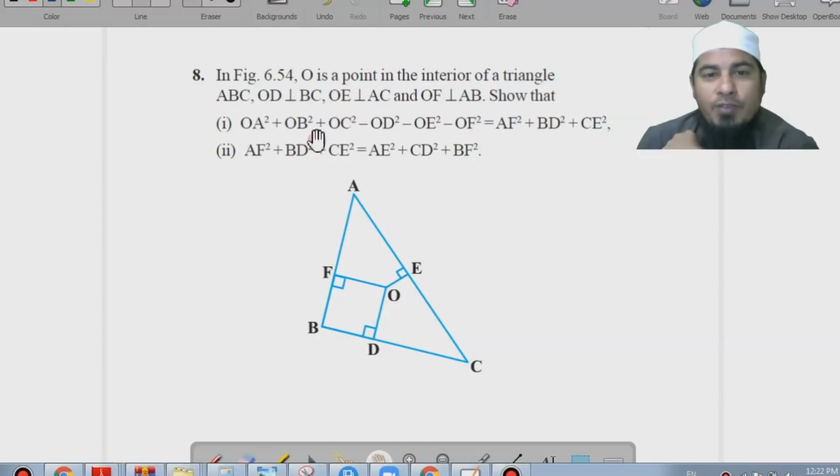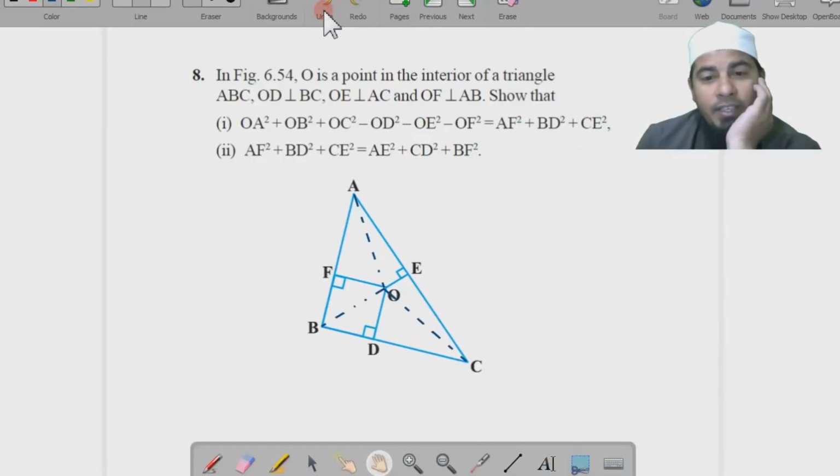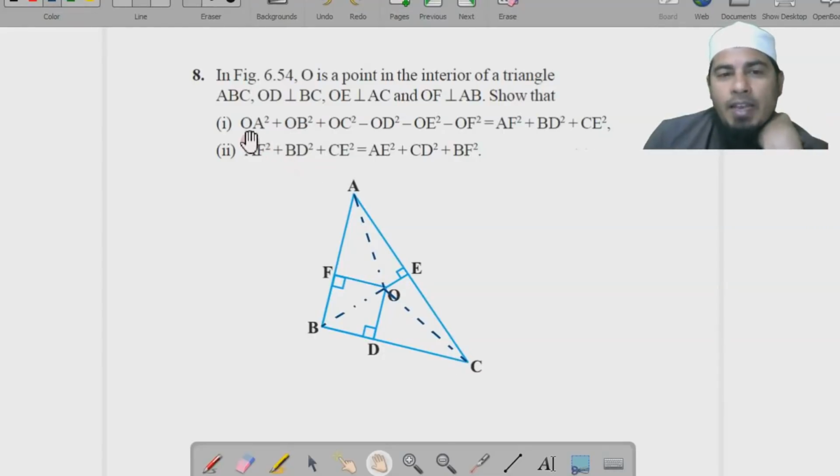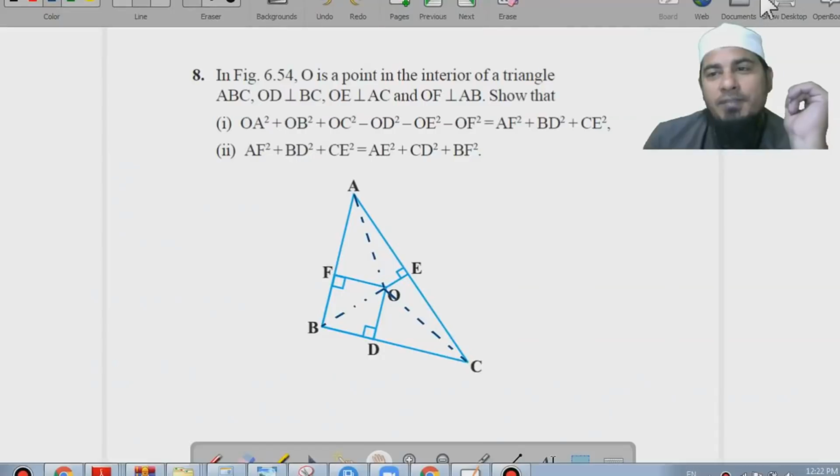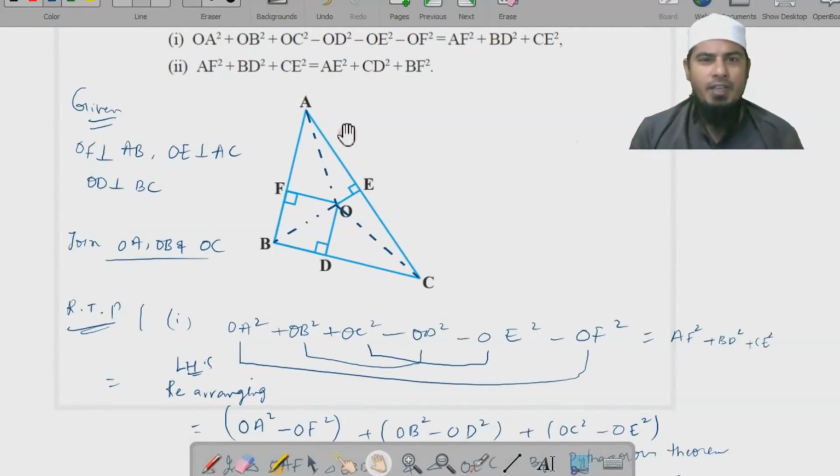Then we need to prove this statement: OA square plus and so on. In order to prove that, let us do a little construction. We need to join OA, OB, OC. Orally, if we think of the left hand side, OA square, OB square, OC square, whether they are applicable with Pythagoras theorem or not, and if we rearrange them with Pythagoras theorem, whether we get the RHS or not. Let us see. In that way, we need to prove this. Let us go to the written part.